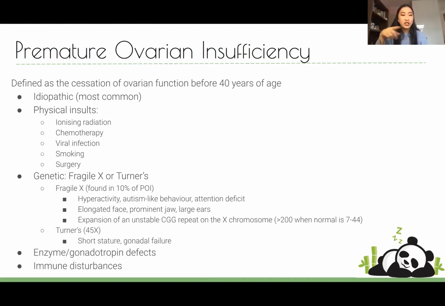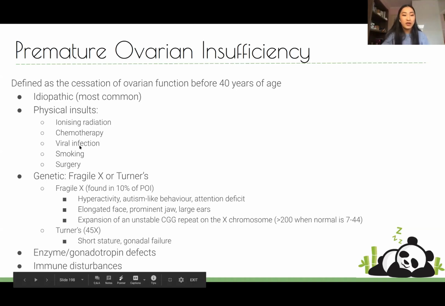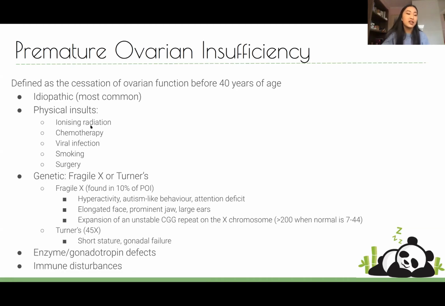So physical insult is probably the main one, and that kind of makes sense. If you think of your ovaries as egg sacs, and you think of all the things that could potentially damage the eggs, then you're going to get ovarian insufficiency at an earlier age. That's kind of how I think of it. So things like radiation, chemotherapy, viral infection, smoking, surgery, anything that can cause damage to the area, essentially.